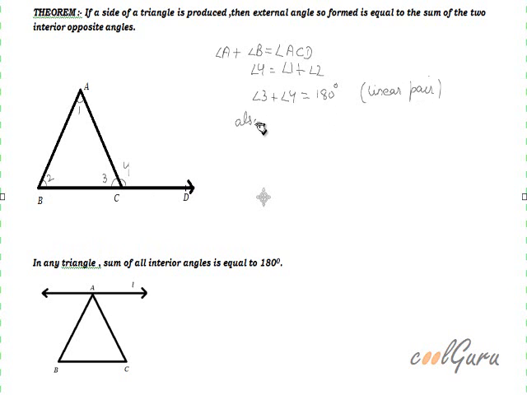Also, angle 1 plus angle 2 plus angle 3 is also 180 degrees. This is the angle sum property. We know that the sum of interior angles of a triangle is 180 degrees. Now consider these two equations. The right hand side is 180 degrees, so we can equate these two equations.